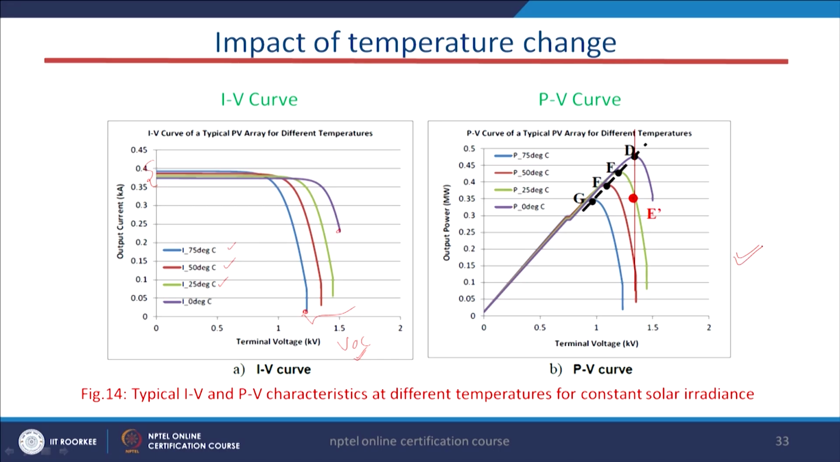Now, coming to this PV curve, a similar thing happens. The purple, green, red and blue curves: this blue one is basically for 75 degrees Celsius, the higher temperature. Similarly, if the temperature is higher, the power generation also will decrease, because our VI characteristic says that VOC decreases and here basically the corresponding power also decreases.